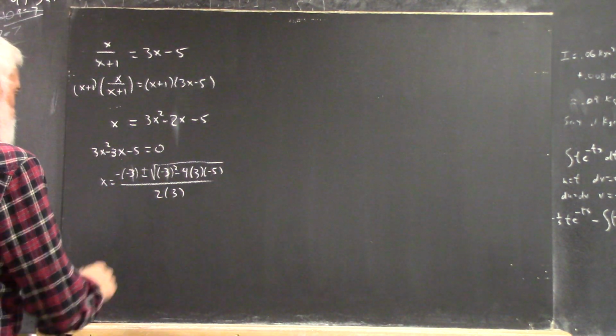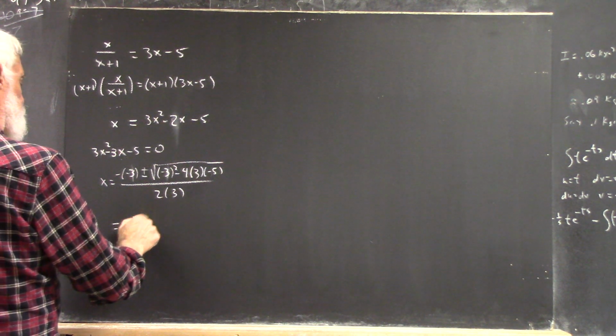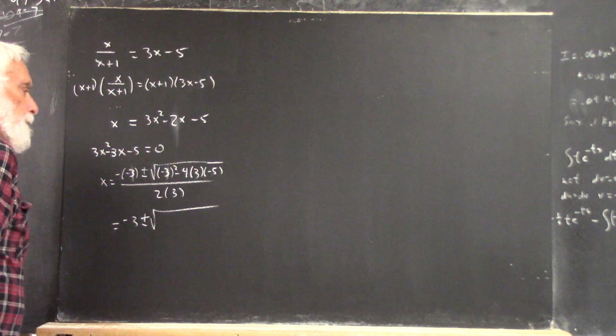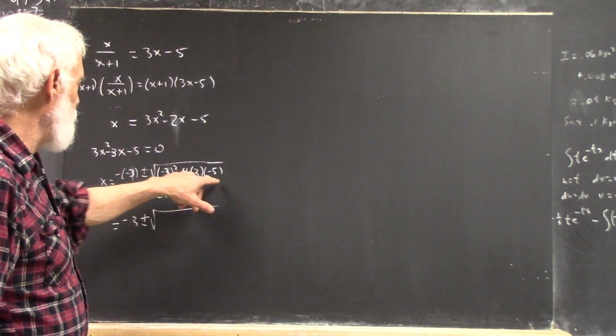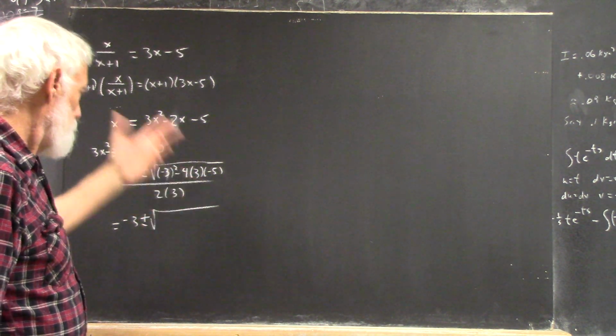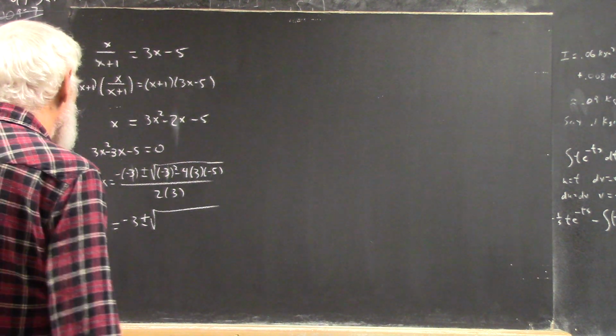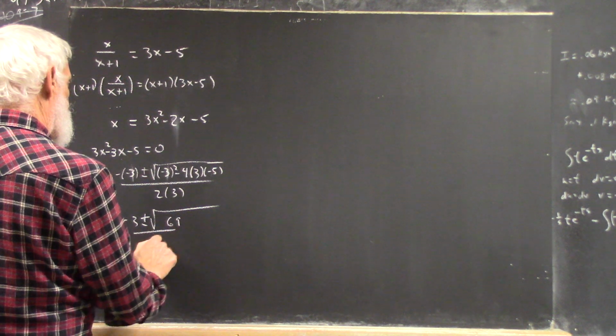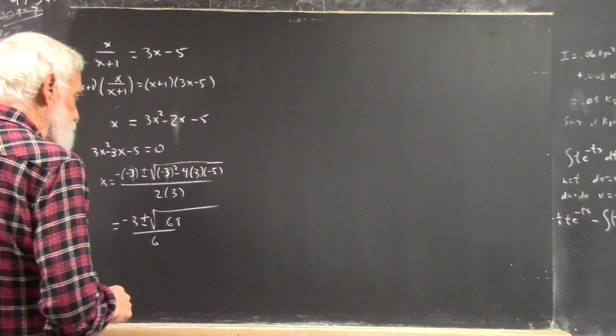Get this. Okay, that's going to be 9, that's going to be 60. So that's going to be square root of 69 over 6.